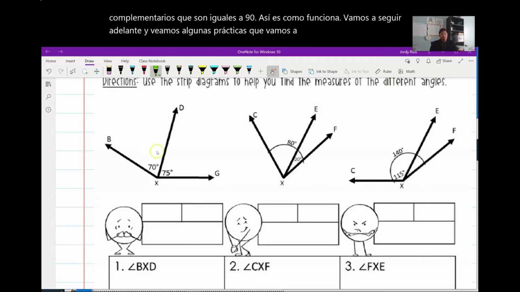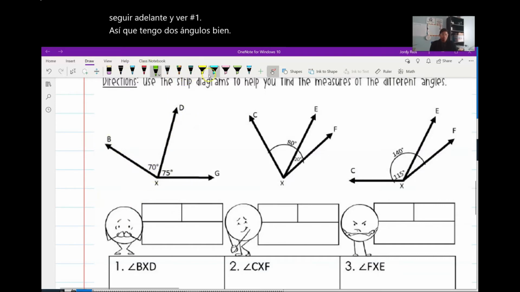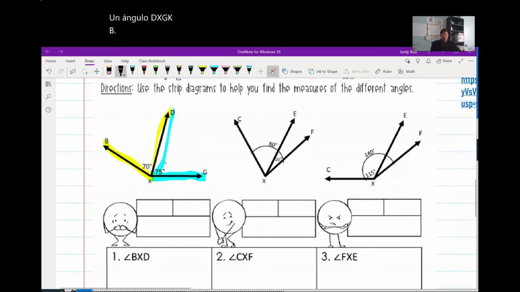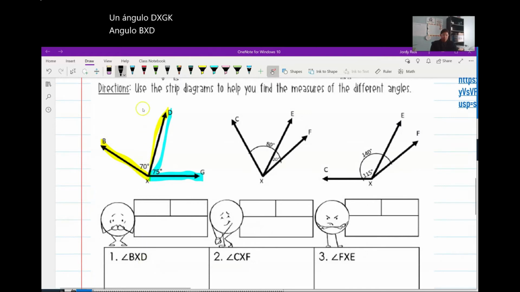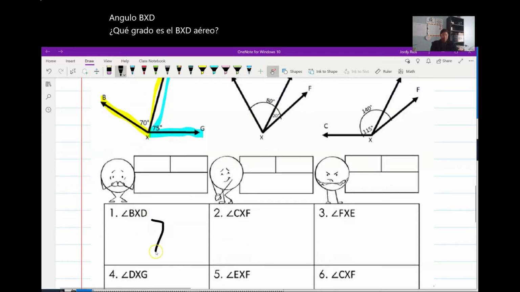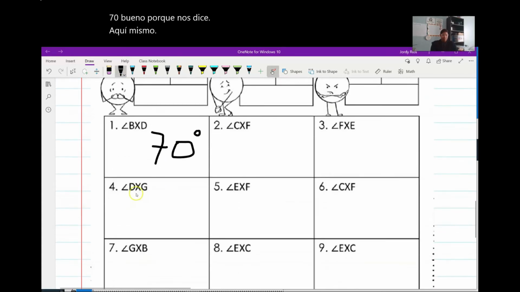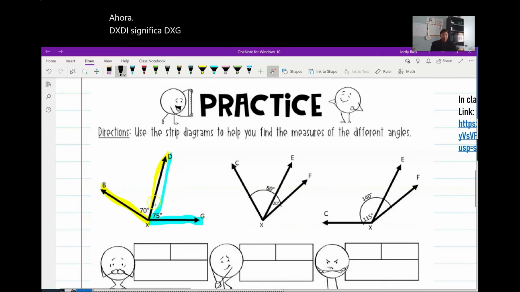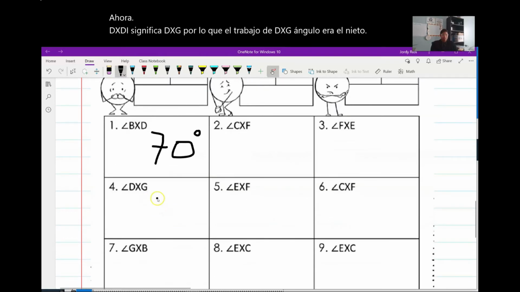Okay, so let's go ahead and look at number 1. So I have two angles, okay? I have angle BXD and angle DXG. Angle BXD, let me just go back just a little bit, there we go. BXD is what degree? 70, good, because it tells us right here. Now, DXG. So angle DXG is what? What's the degree on this one? Good, 75.